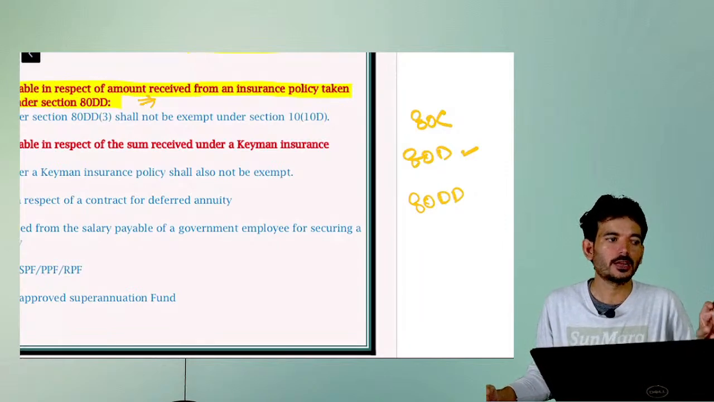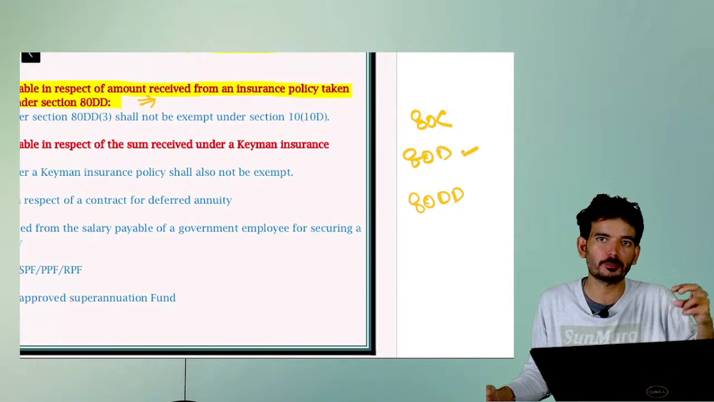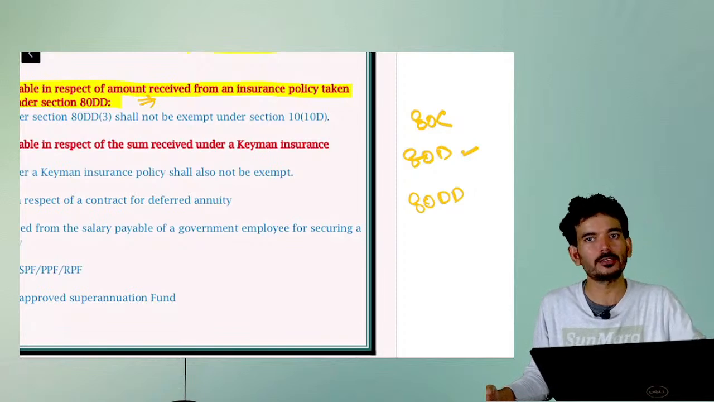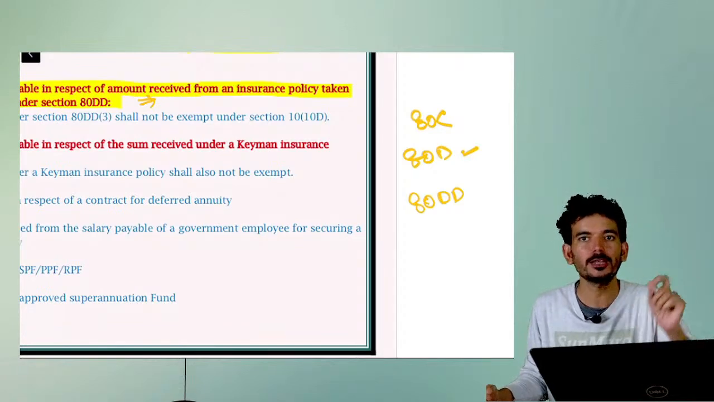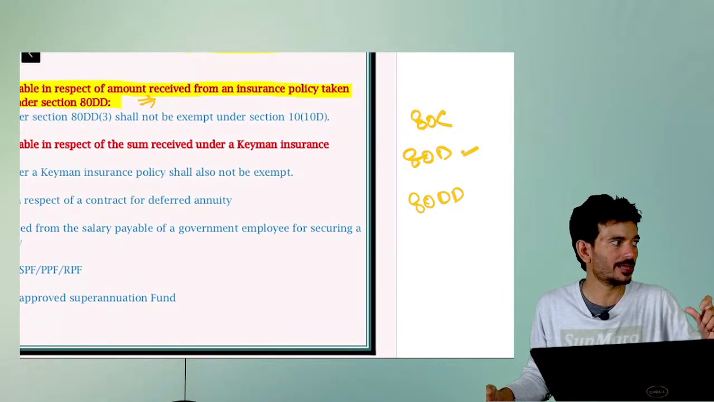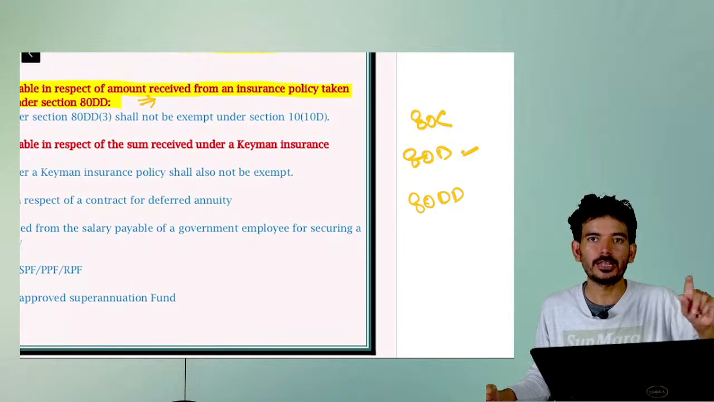But here the purpose of taking that insurance is not for my well-being. The purpose of the policy is to take care of his expenditure. When the person himself is not there, there should not be any exemption. Put simply, when we take an insurance policy on the disabled person and something happens to that person, or he dies, whatever money we receive from the insurance company is taxable.